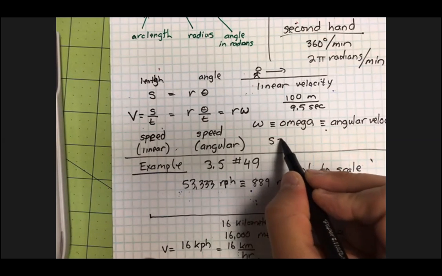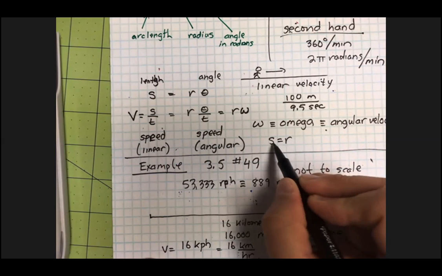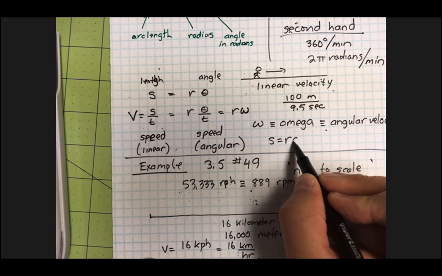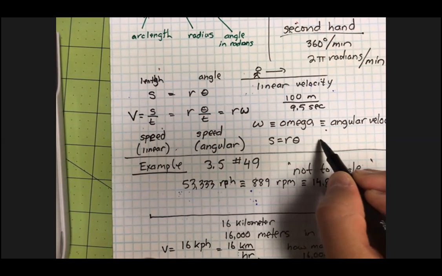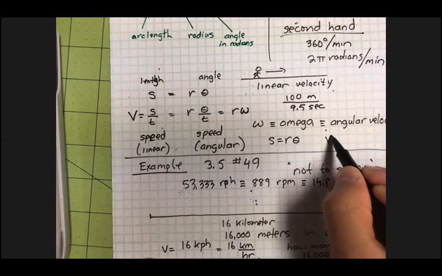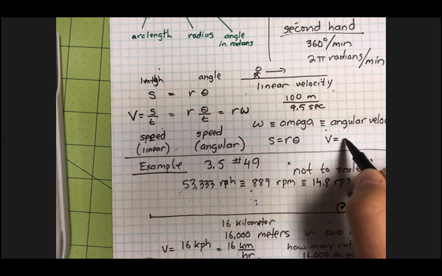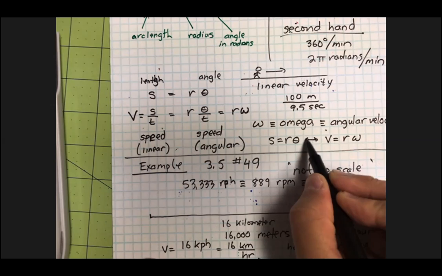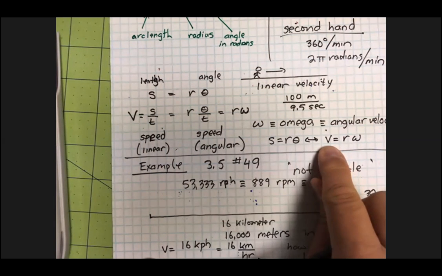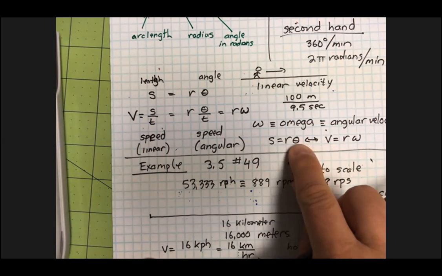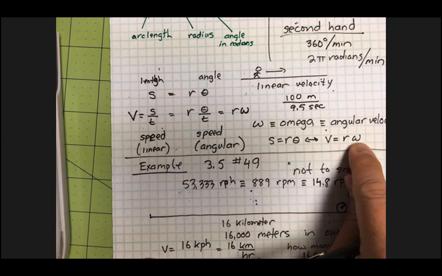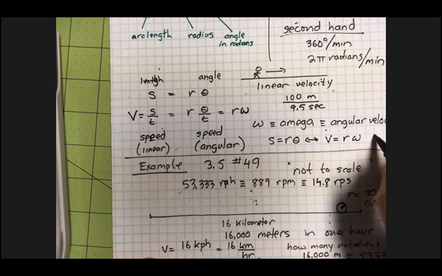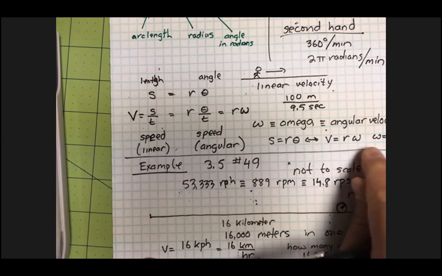So now you have a formula on your formula sheet that talks to you about arc length for a given angle. And now you have a formula that talks to you about speed for a given rotation. These two formulas go together. This is arc length. This is speed. This is angle. This is angular velocity. Angular velocity is defined to be the amount of angle you go through in any unit time.